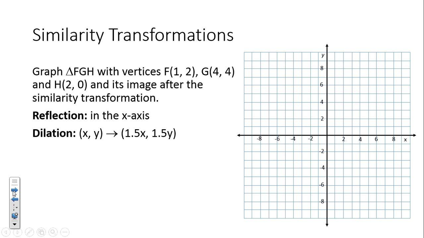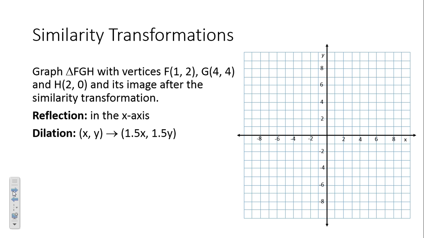Okay, so we want to graph triangle FGH. Easy stuff. We've been graphing a lot this chapter. And then we're going to take it and reflect it across the x-axis. Great review for our upcoming tests, right? And then we'll dilate the image that we received by reflecting. Test will be Monday. We're reviewing tomorrow. Okay? So let's start.